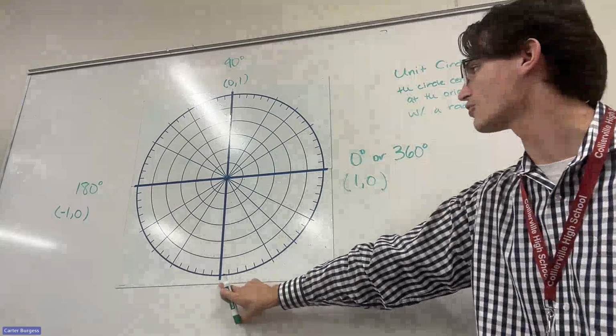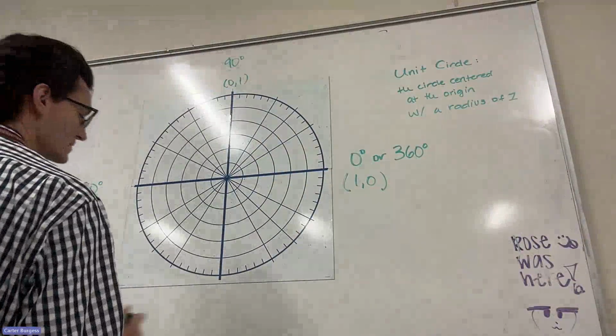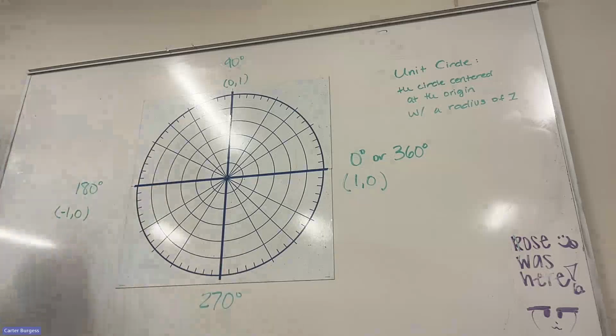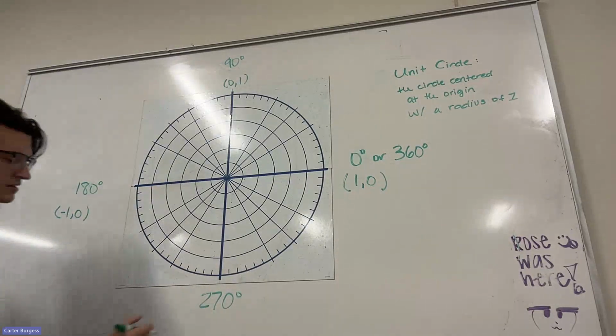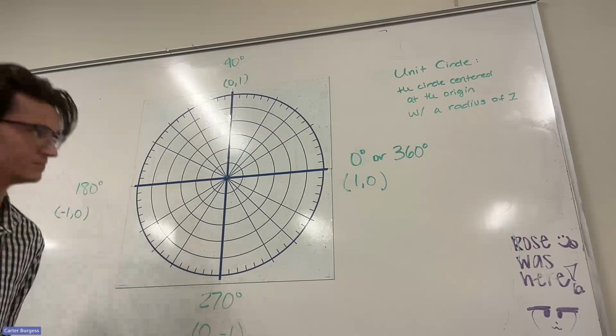And then what would our 3/4 rotation be? That would be 270 degrees. And what is our XY coordinate going to be there? 0, -1. Very good.